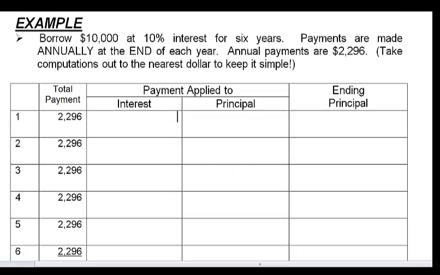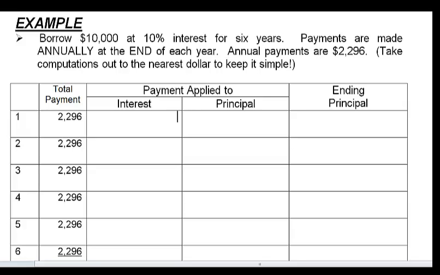Let's go to our first example. Here we're going to borrow $10,000 at 10% interest for 6 years. Our payments will be made just once a year. We're going to start off with annual payments first. At the end of the year, my annual payments are $2,296. Now, if you've already taken BAF 201, you're probably aware of how we would go about calculating those payments.